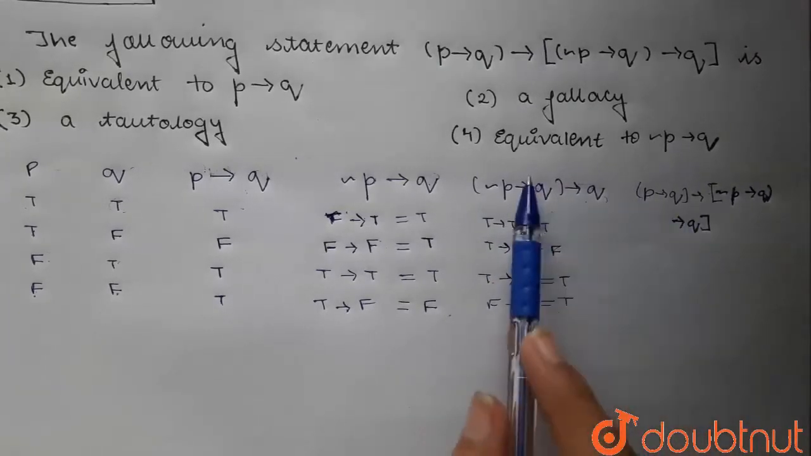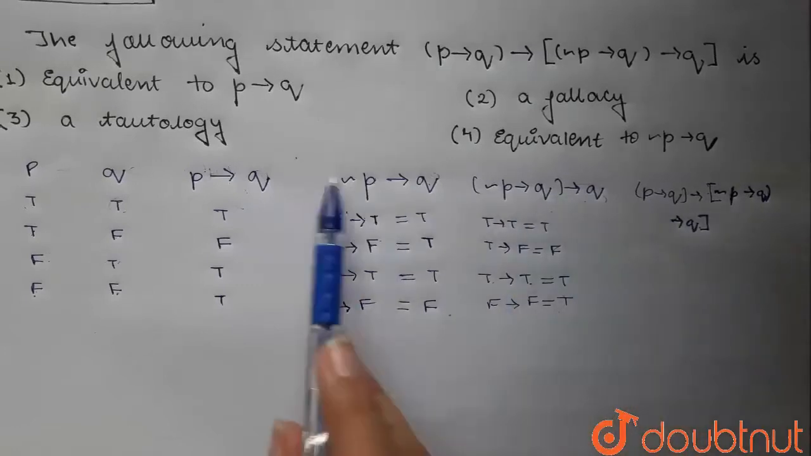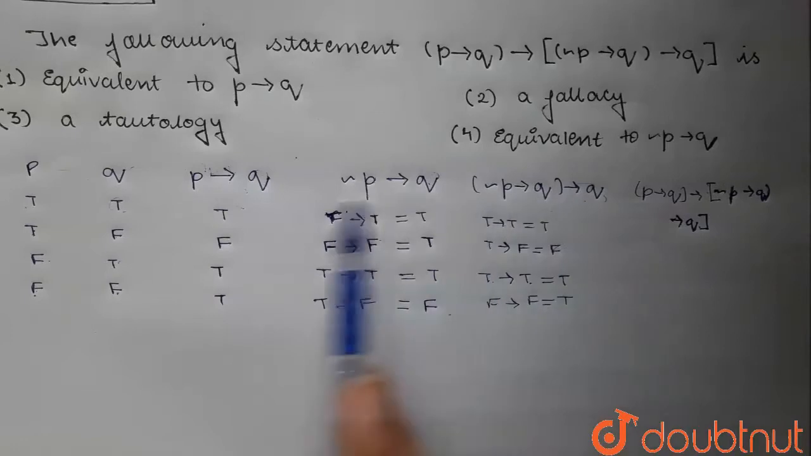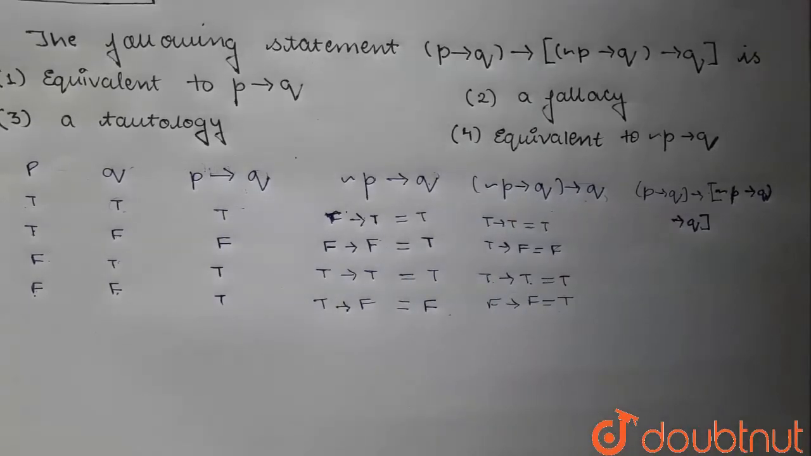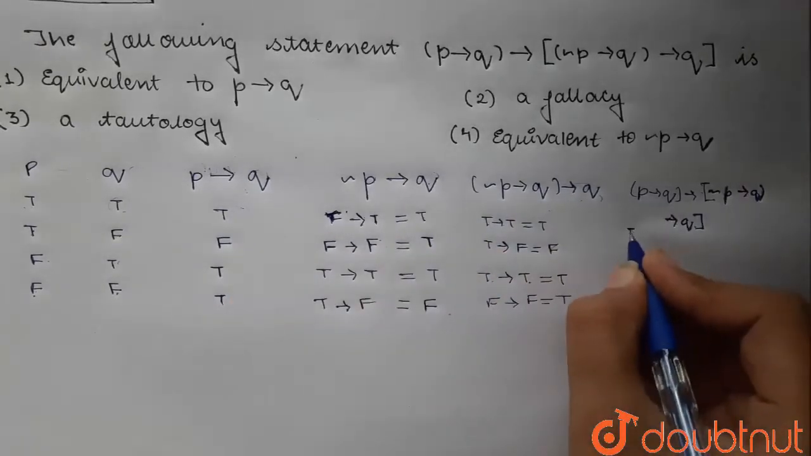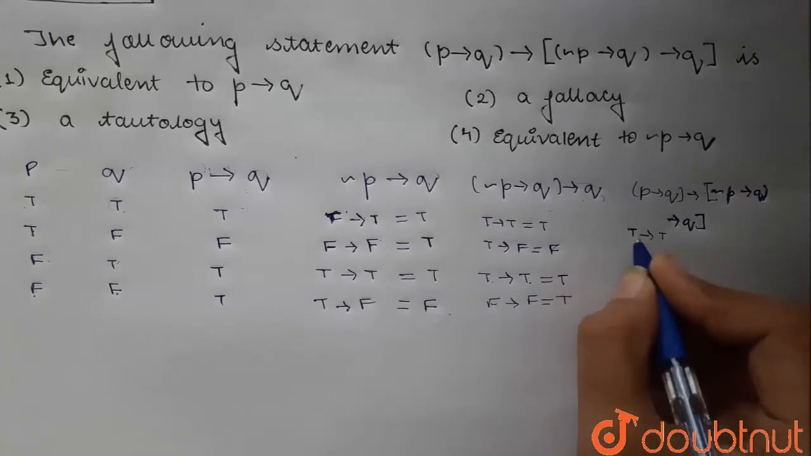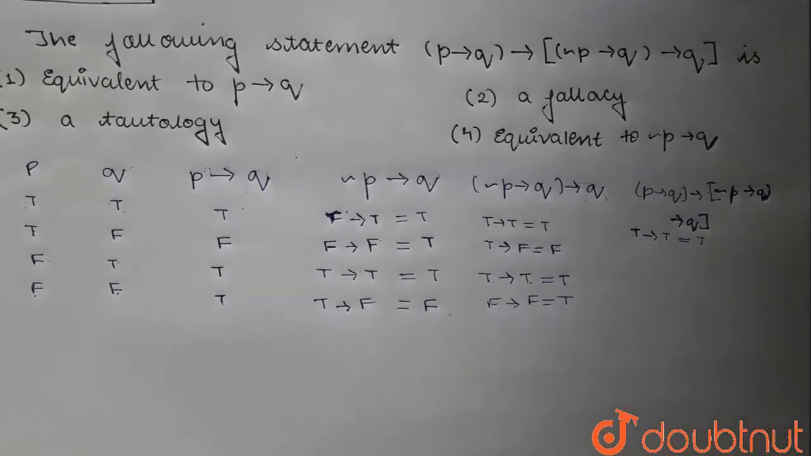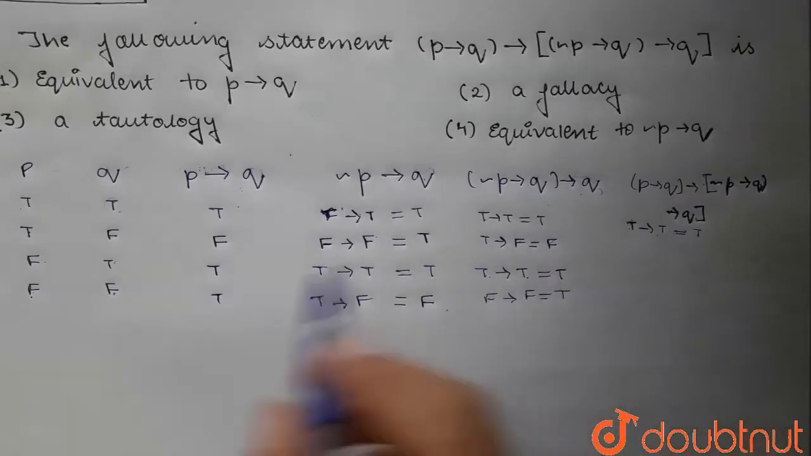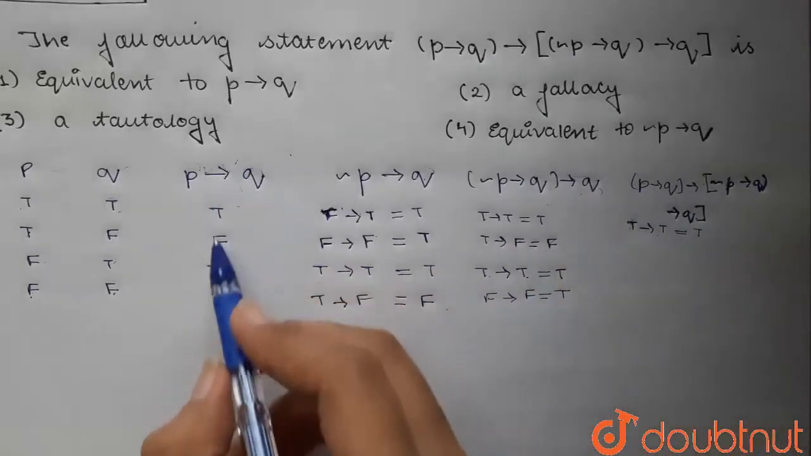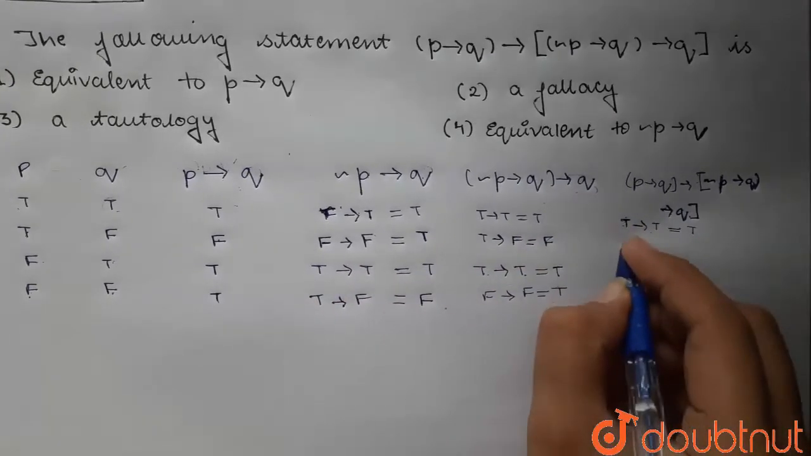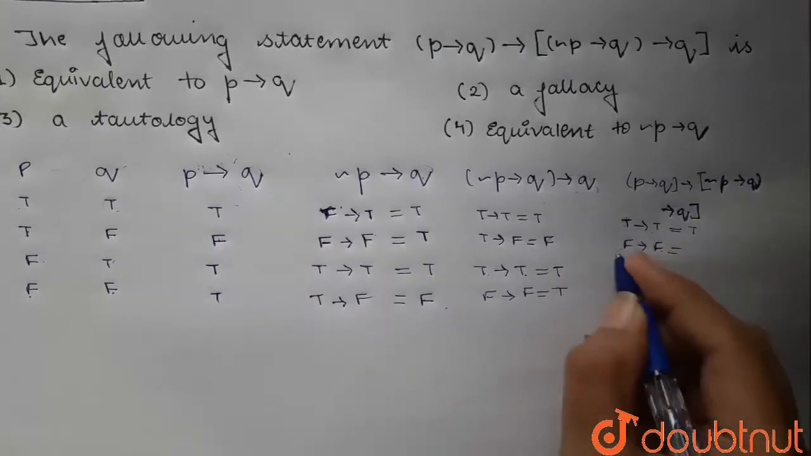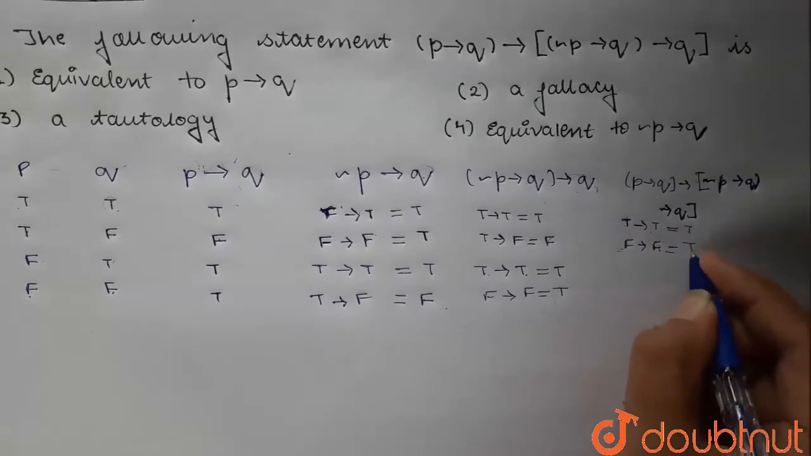Now this expression is implicated with the last expression. In the first case we have true implies true; both are the same, so the result is true. Then the second is P implies Q, whose value is false, implied with this false. Both are the same on the sides of the implication, so here we write true.